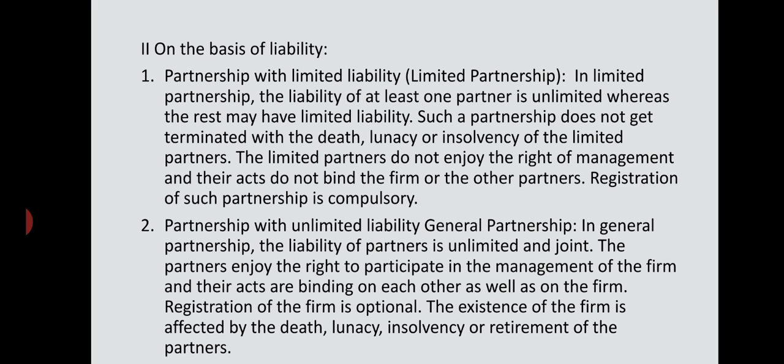The second type of partnership is partnership with unlimited liability. We also call it a general partnership. Here the liability of the partners is unlimited and joint. Suppose A, B, C, three of them undertake partnership activities under a general partnership, all three of them will have unlimited liability. It means their personal property is attached to the firm.